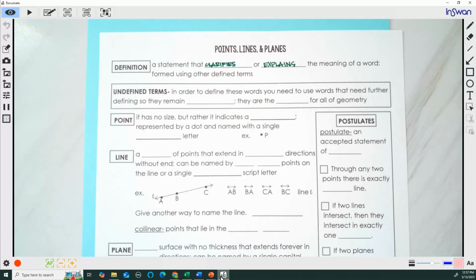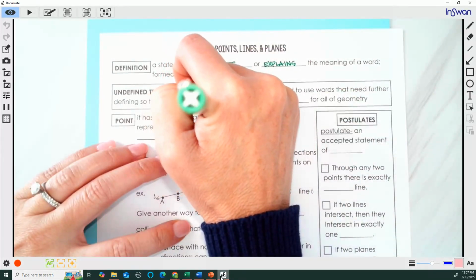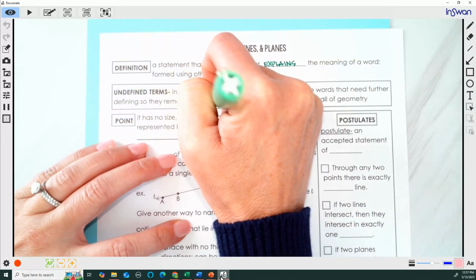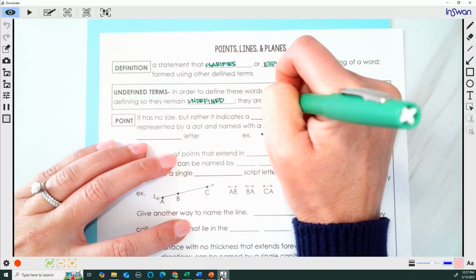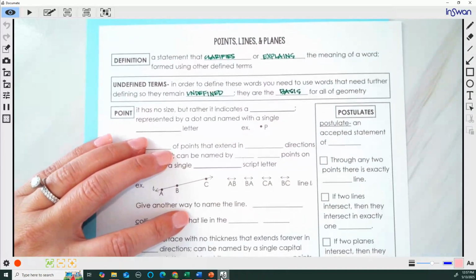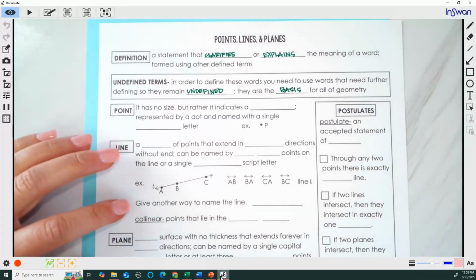So if we're talking about defined terms, then what are the undefined terms? In order to define these words, you would need to use words that need further defining. So they remain undefined. They are the basis for all of geometry. So what are these undefined terms? We have point, line, and plane.